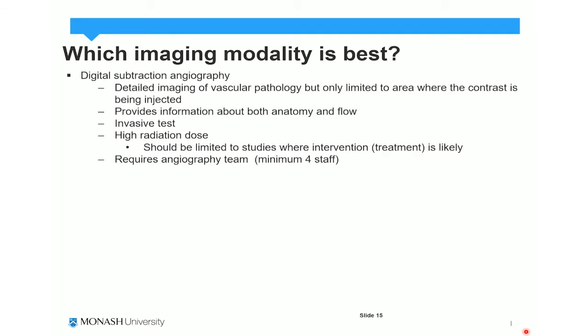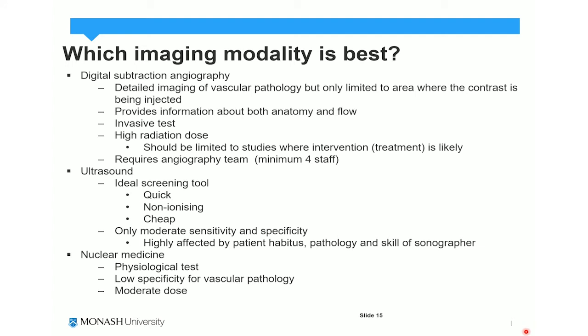DSA, or catheter-based angiography, provides a detailed imaging platform for looking at vascular pathology, but it's only limited to where the contrast is being injected. It provides information about flow and anatomy. It is a highly invasive test, needing the injection of contrast through catheters, which are placed through a catheter sheath in the groin. It's high radiation dose and should only be limited to studies where an intervention or a treatment decision is likely. And it does require an angiographic team, which is a minimum of 4 staff, so 2 nurses, 1 doctor and 1 radiographer.